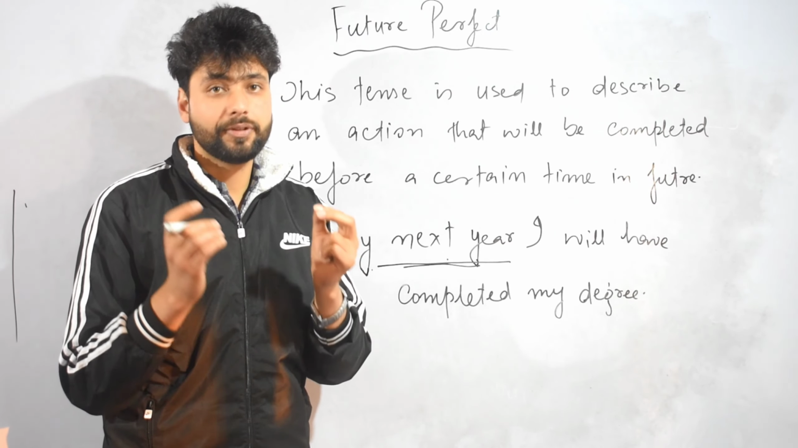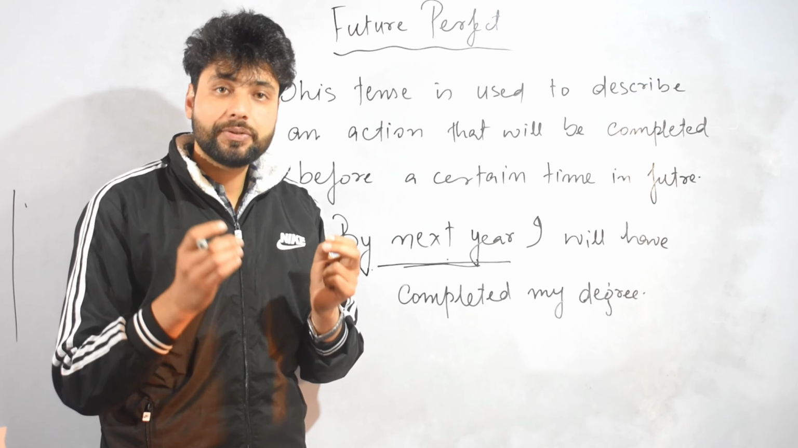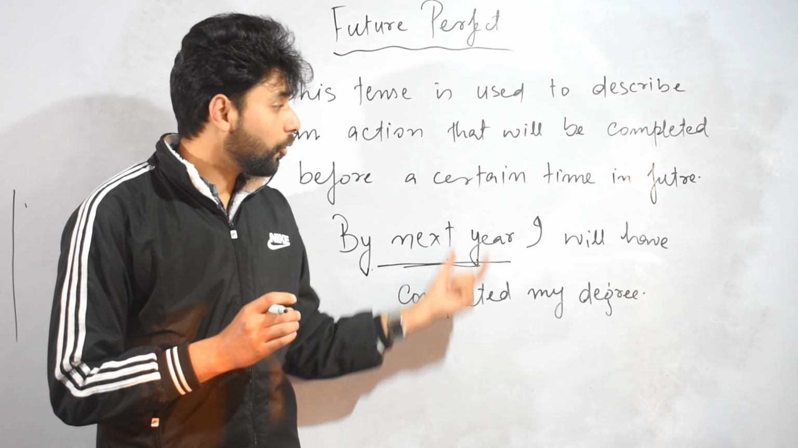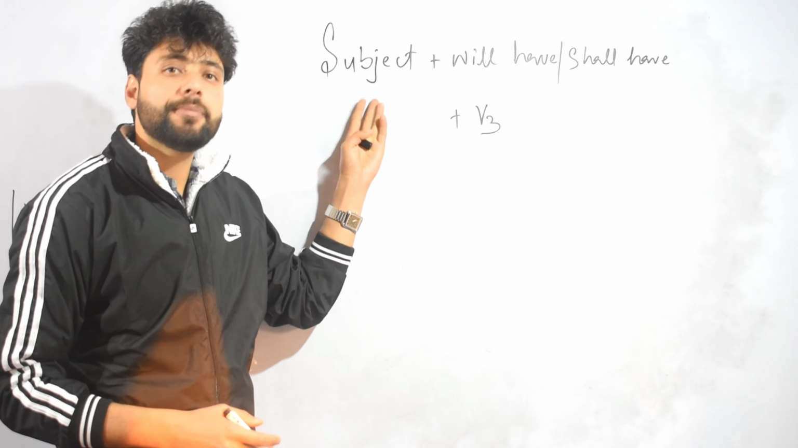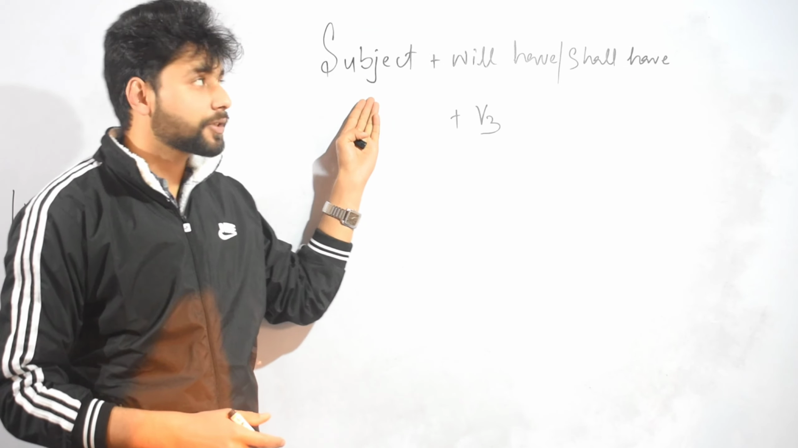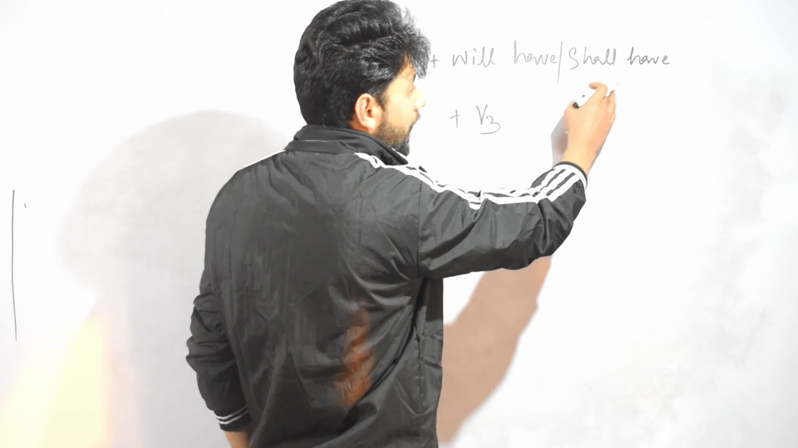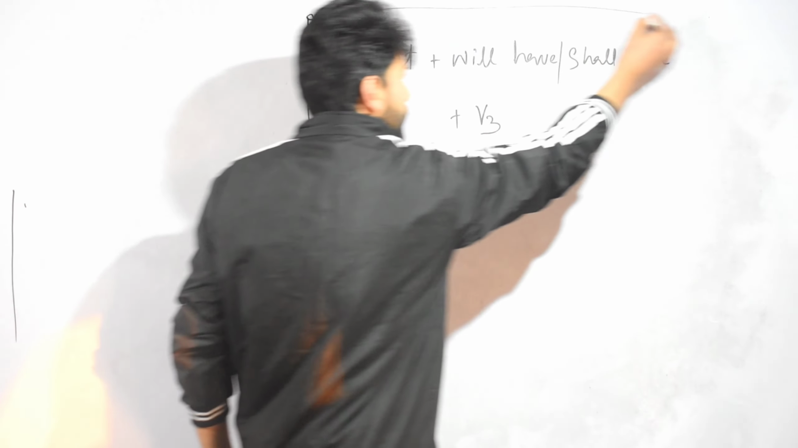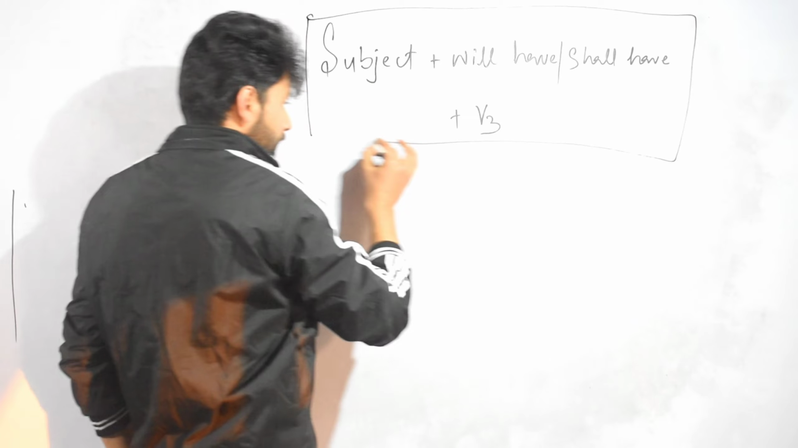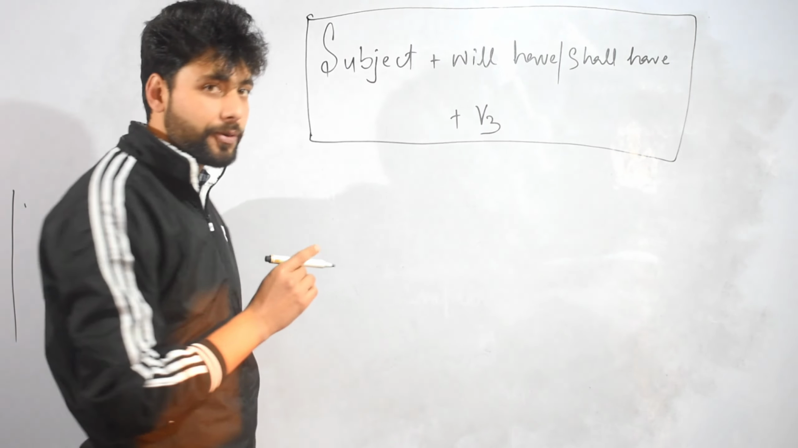Let me provide you the format of future perfect so that you can understand the whole concept very easily. Here is the format of future perfect. Subject plus will have or shall have plus third form of verb. So this is the format. Let's make some sentences by using this format.